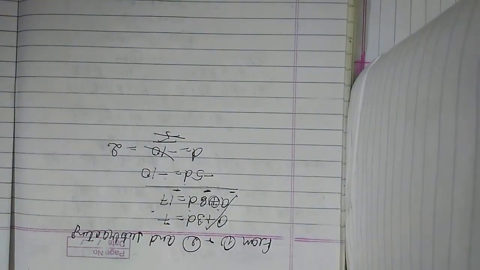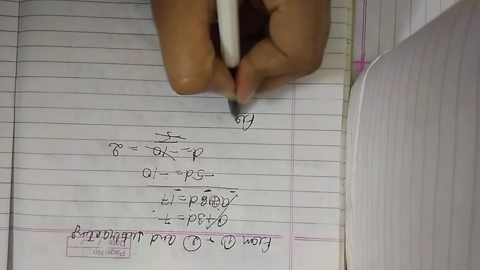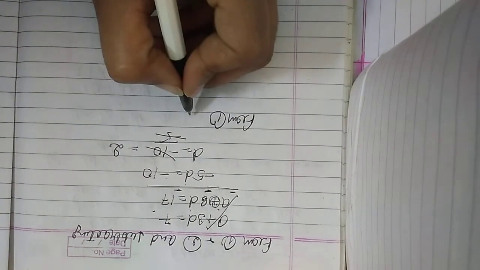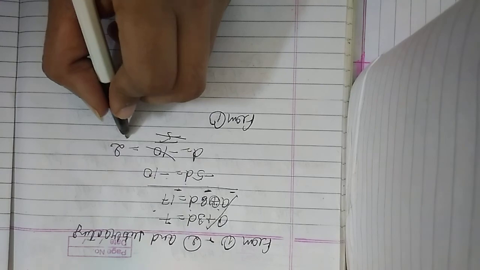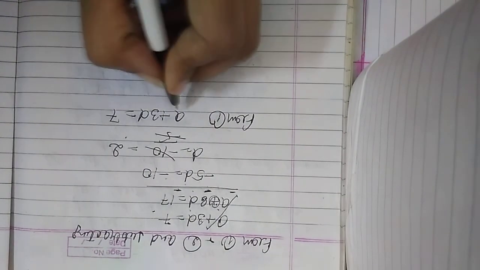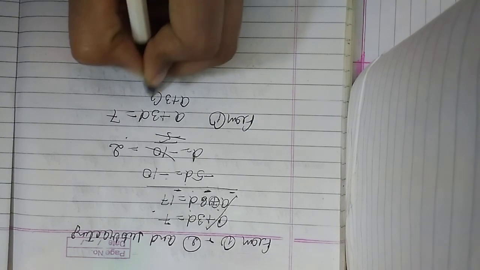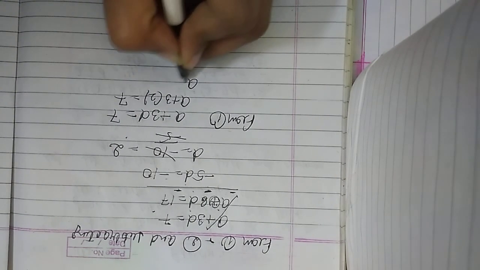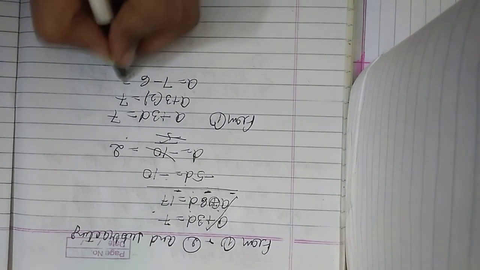Now from the first equation, substitute the value of d in the first equation. a plus 3d equal to 7. So d is 2, so the value of a is 7 minus 6, that is 1.